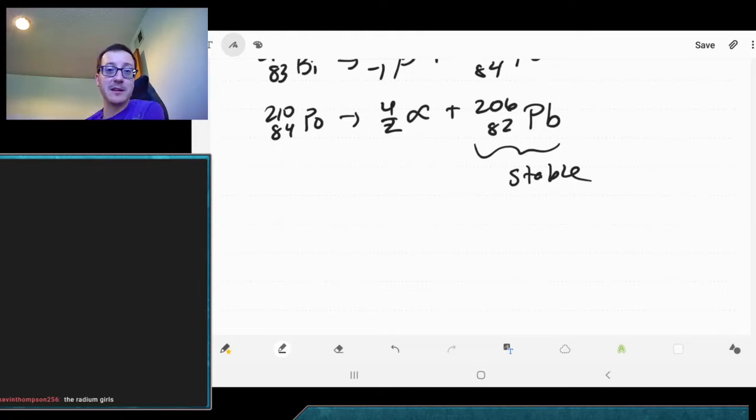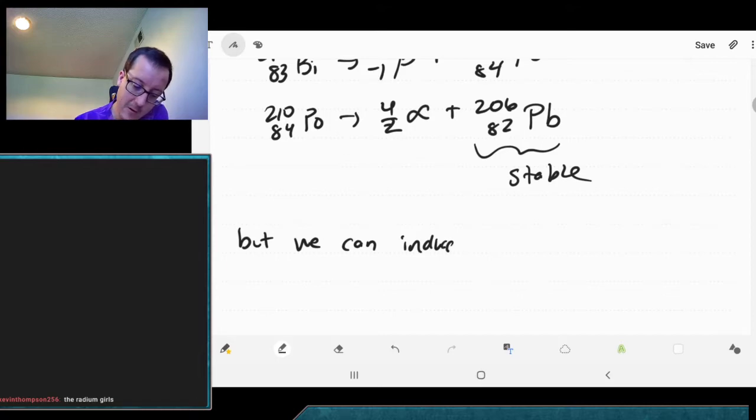They're naturally occurring. They're releasing alphas or betas or positrons, or they're capturing electrons. These are normal ways that unstable nuclei will kind of fix themselves. All right, but we can induce nuclear processes too.